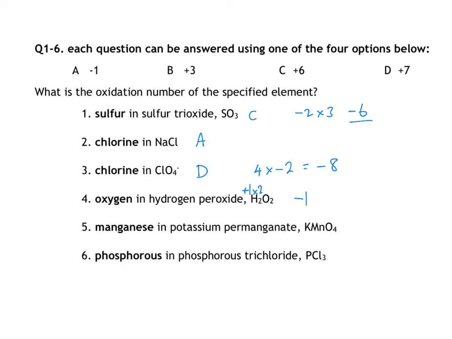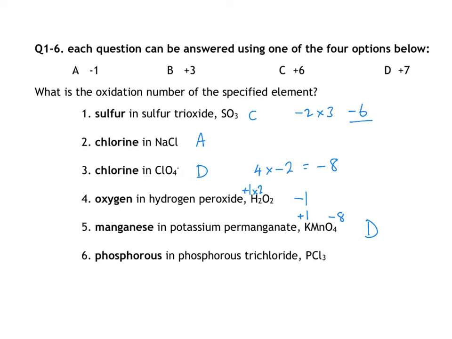Manganese in potassium manganate, so we have a total of -8 again for the oxygen. We have a +1 from the potassium because it's group 1, which makes my manganese +7, which is D.